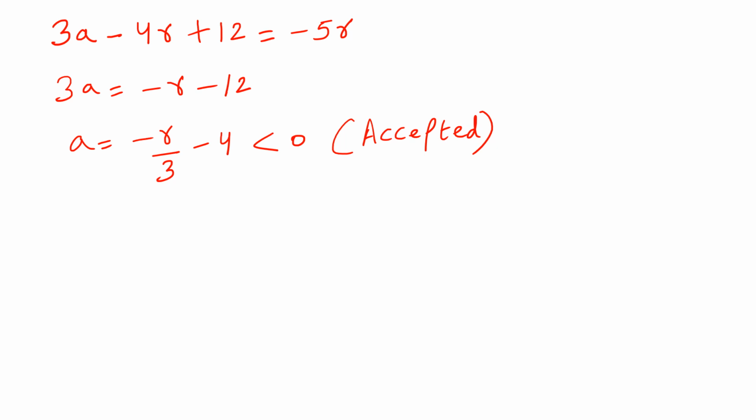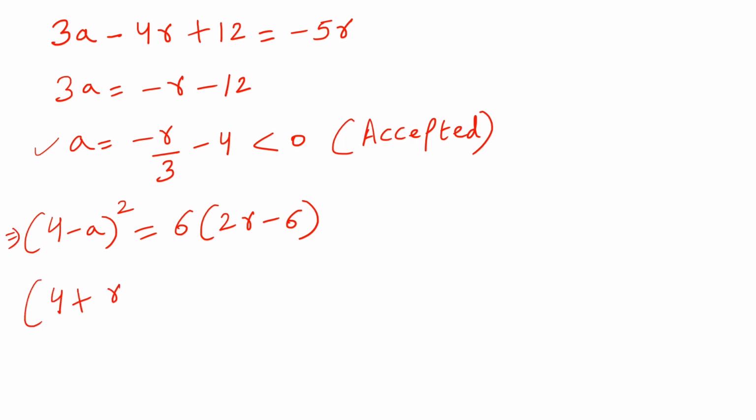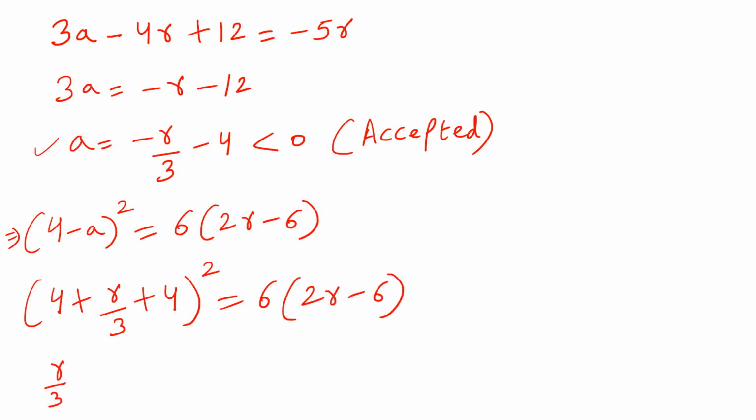Now students, we go back to the first equation connecting a and r, and that is (4 minus a) whole square equal to 6 times (2r minus 6). Now to find the value of r, I will put the value of a in terms of r into this equation. So now it becomes (4 plus r upon 3 plus 4) whole square equal to 6 times (2r minus 6). Now this can further be written as (r upon 3 plus 8) whole square equal to 6 times (2r minus 6).